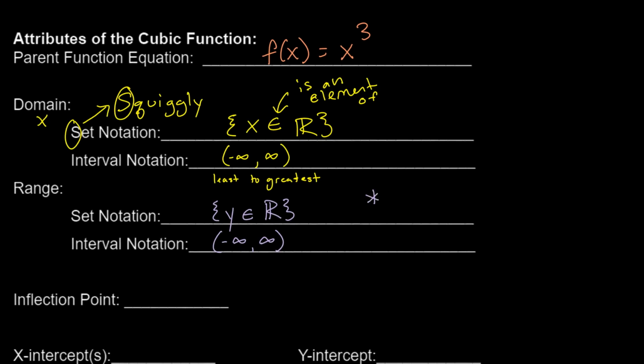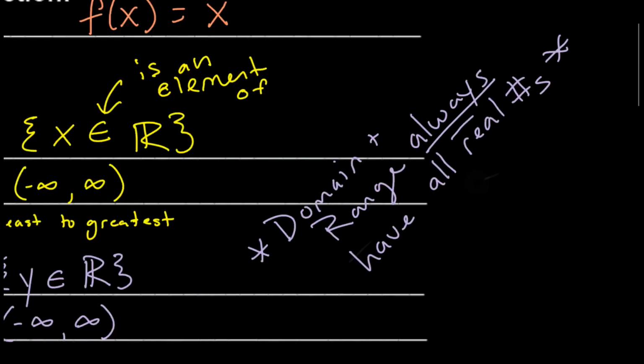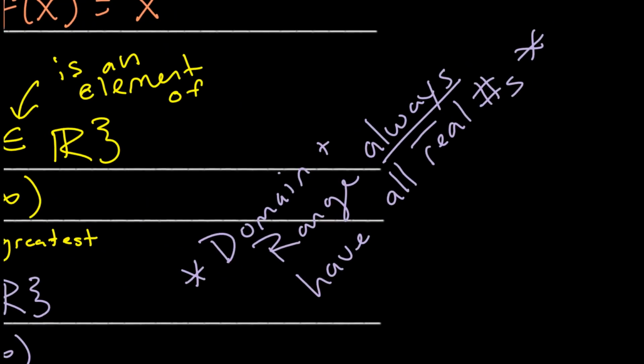Cubics will always have all real numbers for both domain and range. Domain and range always have all real numbers. Always for cubics. Always, always, always. Cubics have all real numbers.